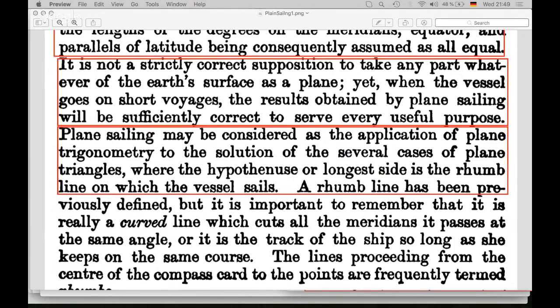Okay, I've just shut it down so that we don't get interrupted. So it goes on here to say that it is not a strictly correct supposition to take any part whatever of the Earth's surface as a plane. Yet when the vessel goes on short voyages, the results obtained by plain sailing will be sufficiently correct to serve every useful purpose. So basically, plain sailing may be considered as the application of plane trigonometry to the solution of plane triangles, where the hypotenuse or longest side is the rhumb line on which the vessel sails.